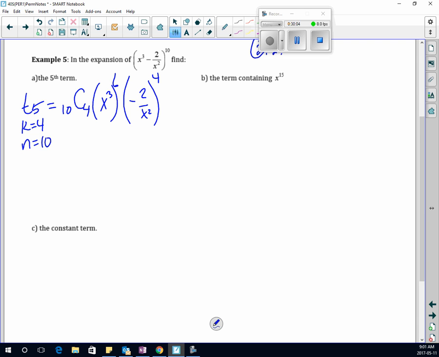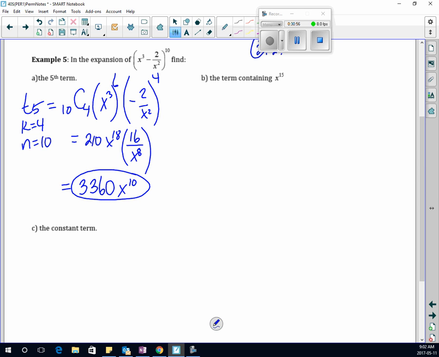Okay, so let's use our calculator for this one. So 10C4 is 210. X to the power 3 to the power 6 is x to the power 18. What's negative 2 to the power 4? Yeah, so this is going to get 16 over, and then I have an x squared to the power 4, x to the power 8. Everybody good with that? So 210 times 16 is 3,360 x to the power 10. Very good.